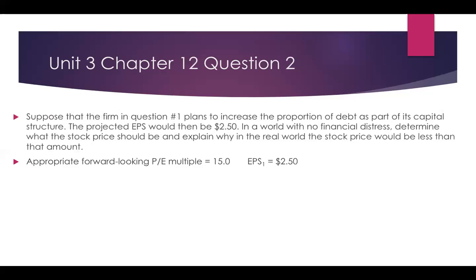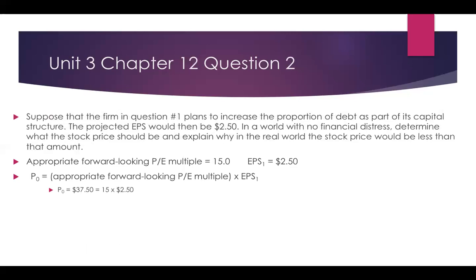So once again, our appropriate forward-looking PE multiple is 15, and our earnings per share, which is given to us in this question, is 2.5. Multiply those out using the exact same equation we used in the previous question. And we get a stock price of $37.50.